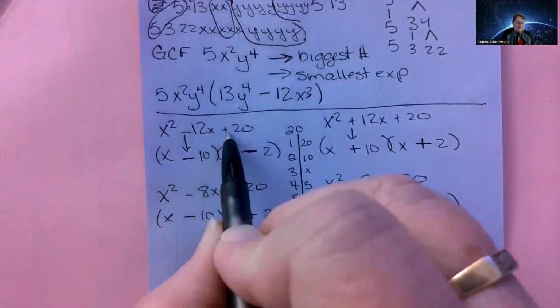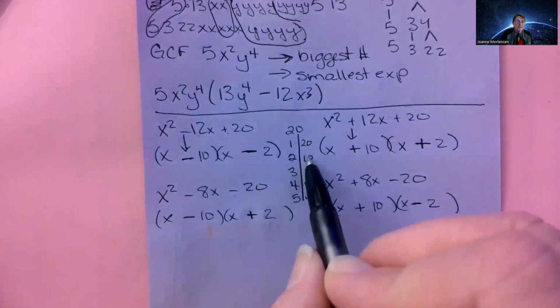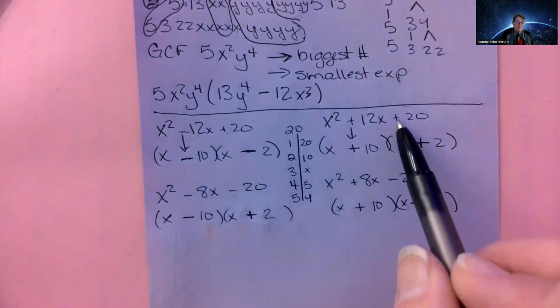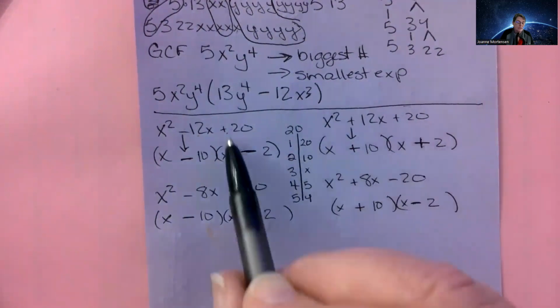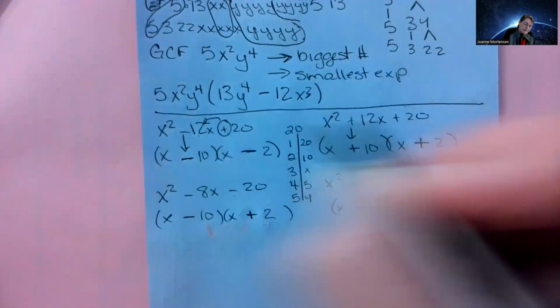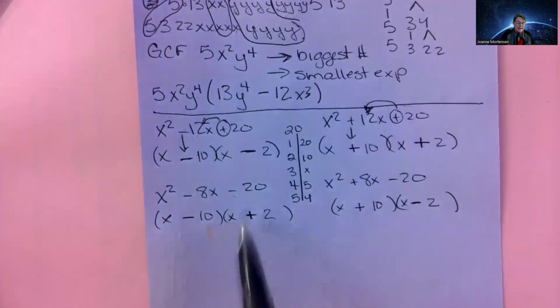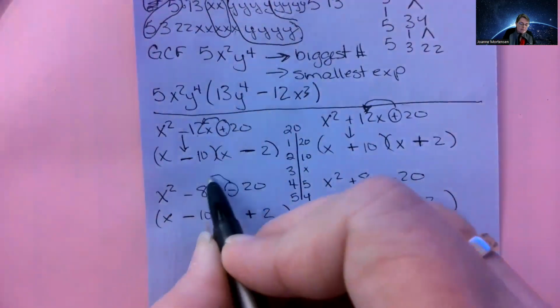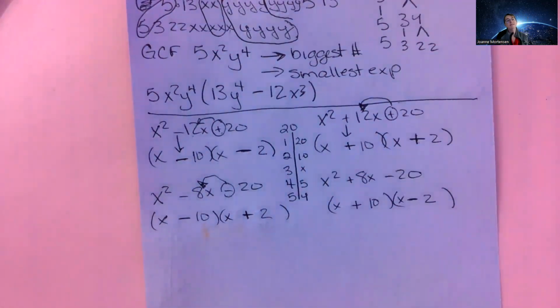When this is a plus, I have to add to get 12. So the set is 10 and 2. This one, I also have to add to get 12. It's 10 and 2. So this back sign is telling you what you're doing. So in my brain, I circle it. Whereas down here, I have to subtract to get 8. Yeah, and it's 10 and 2 again. Maybe I shouldn't have done that.